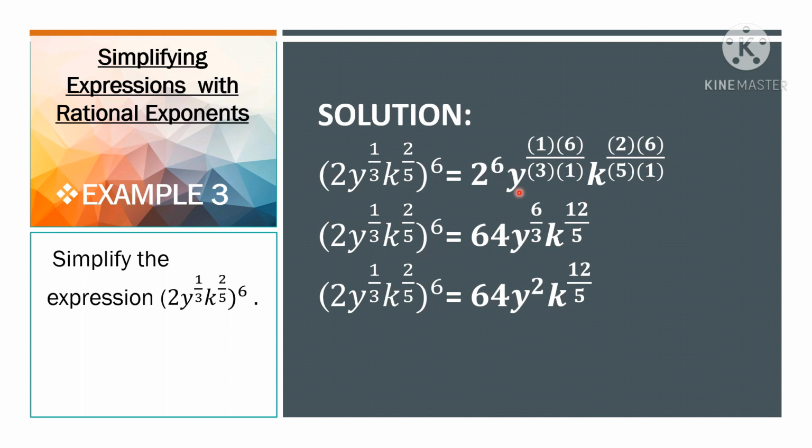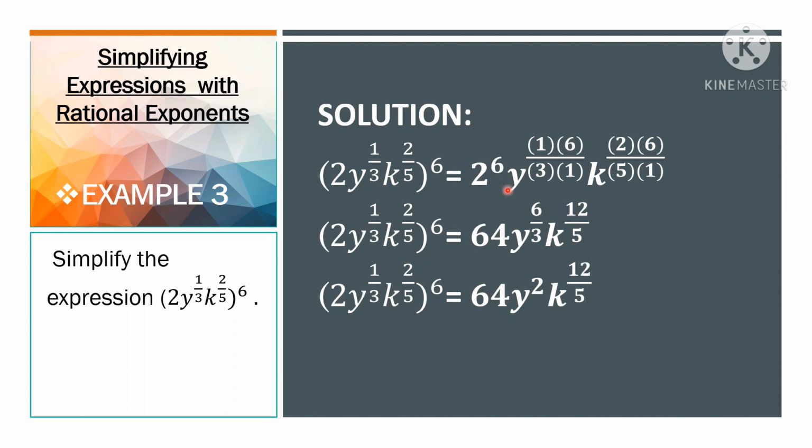For y naman, we have 1/3 times 6. So, kung mapapansin nyo dito, since 6 yan, ang denominator niyan ay 1. So, 1/3 times 6 over 1. Paano ba tayo mag-multiply ng fractions? Numerator times numerator, denominator times denominator. And for base k or variable k, we have 2/5 times 6. So, same din po, 2/5 times 6 or 6 over 1. So, numerator times numerator, so 2 times 6. And then, denominator times denominator, 5 times 1.